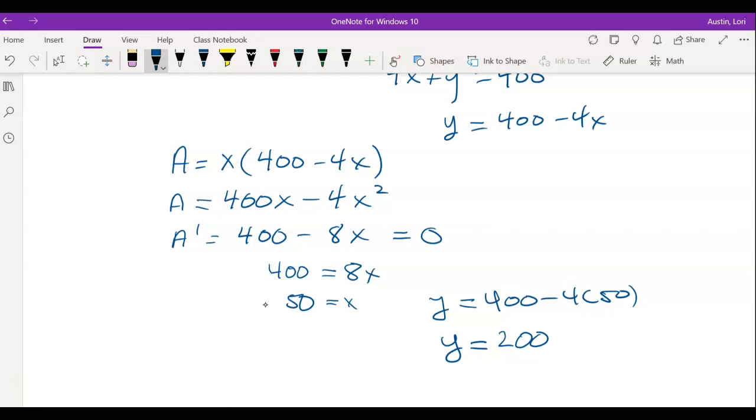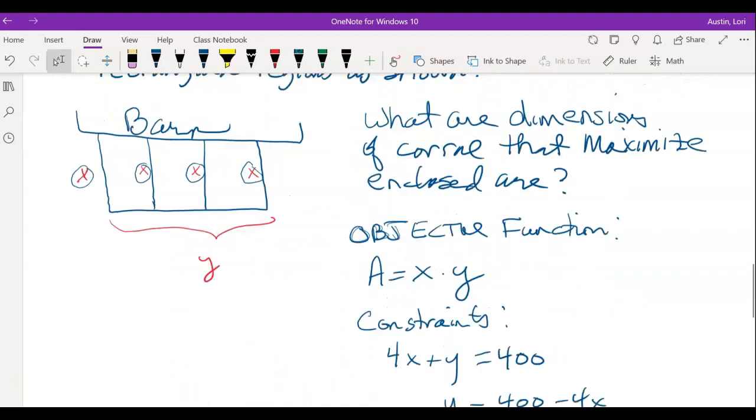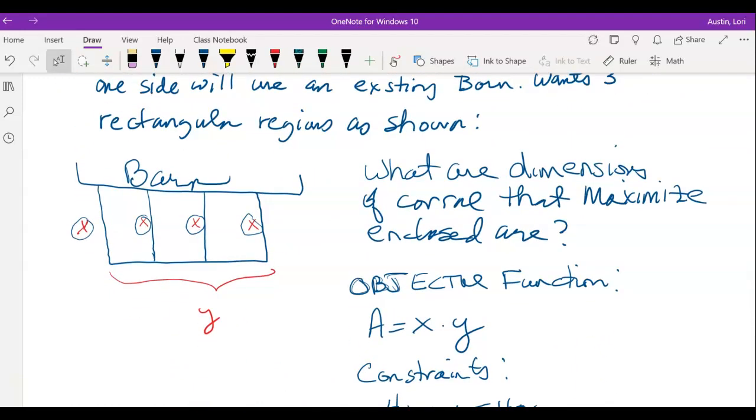Again, you need to be careful. Make sure you know what they're asking in the problem. The question was simply, what are the dimensions? So we have a 200 by 50 corral that will give us the maximum area. So these aren't too difficult. They can get difficult.